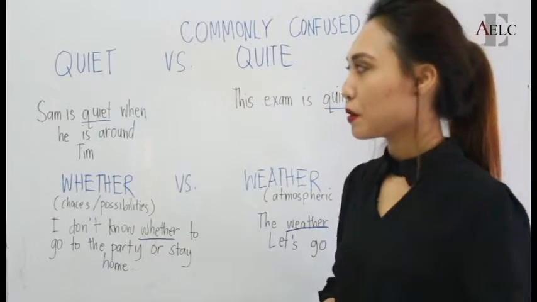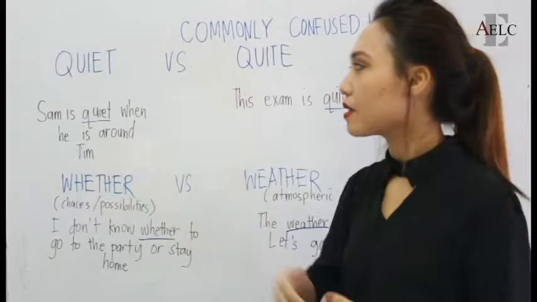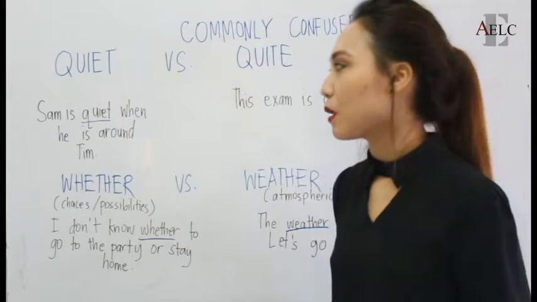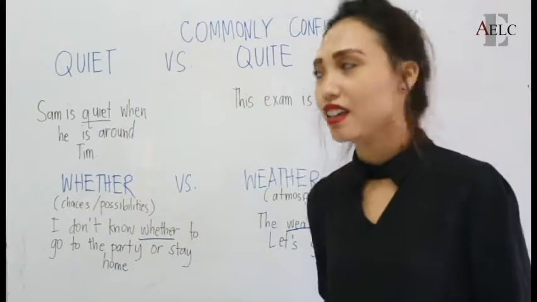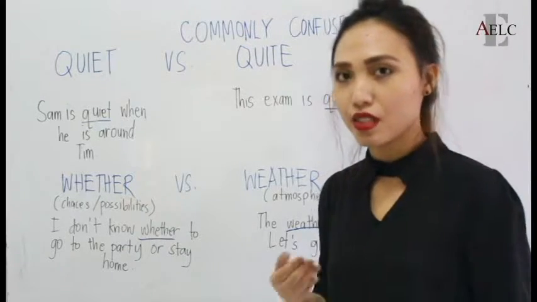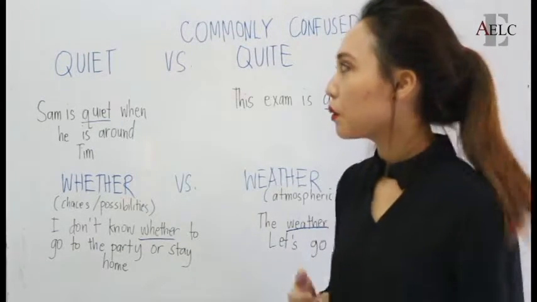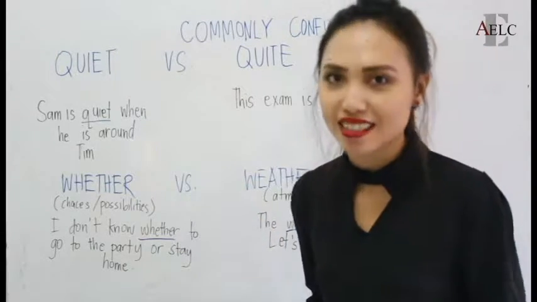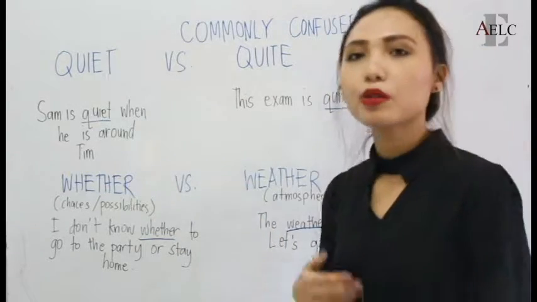According to the example given, Sam is quiet when he is around Tim. So that means to say Sam is quiet, like he doesn't say a word whenever he's around Tim. So therefore we use the word quiet. Alright, so what about quite?